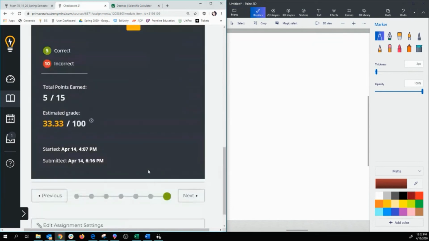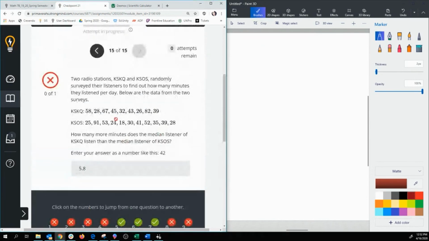All right, last one. So here we are talking about 2 radio stations, and they randomly surveyed their listeners to find out how many minutes they listen per day. Below are the data from the 2 surveys. We want to know how many more minutes the median listener of KSQ listens than the median listener of KSOS. So we're asked to find medians here, right? And whenever you're asked to find a median, you should rearrange your numbers from smallest to biggest to help you. So that's what we'll do here.